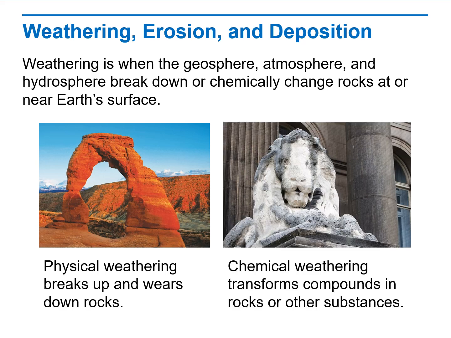This is an example of chemical weathering. This statue has been affected by acid rain, and the chemical structure of the rock has been altered. So weathering can be physical or it can be chemical. It can be the result of wind blowing materials around, or it can be the result of rain and other forms of precipitation.